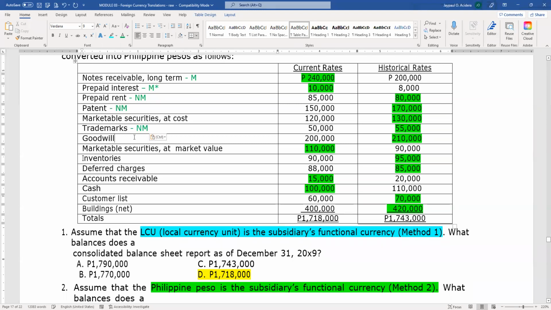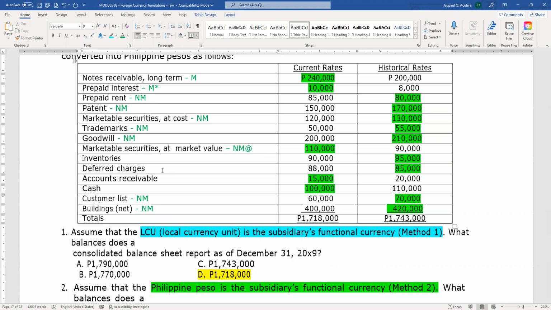Trademarks, tangible assets, goodwill, intangible assets din yan. Customer list, intangible assets, and buildings, fixed assets. So lahat yan, non-monetary. Okay? Marketable securities at cost. Yan, non-monetary din yan, kasi at cost siya. Actually, kahit itong at market value, no? Marketable securities at market value, it is also non-monetary.